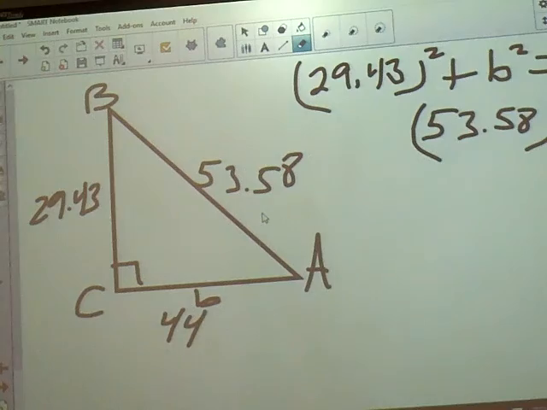Okay, the answer in the book, 44.77, is incorrect because it says side B is 55 point something. Well, that can't be possible if your hypotenuse is 53. So that's craziness.